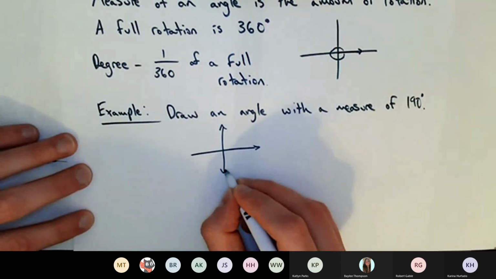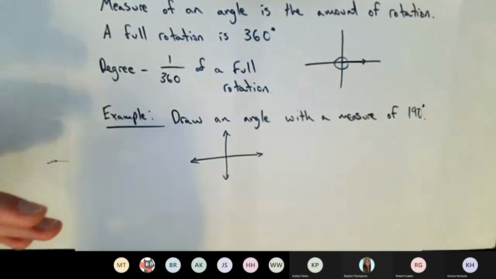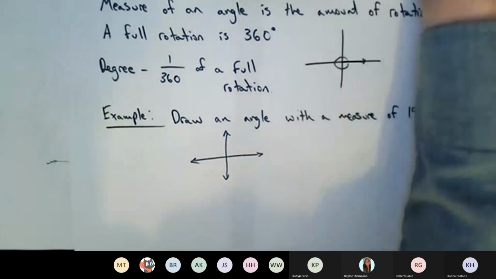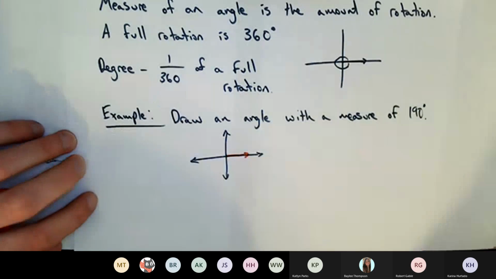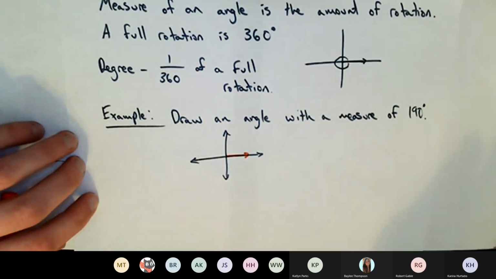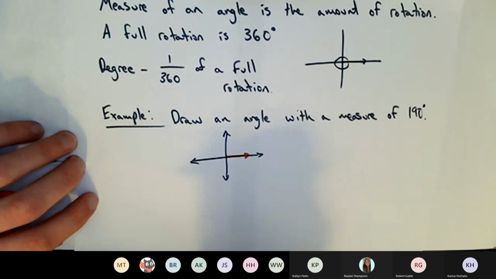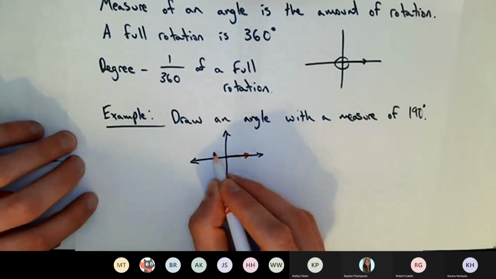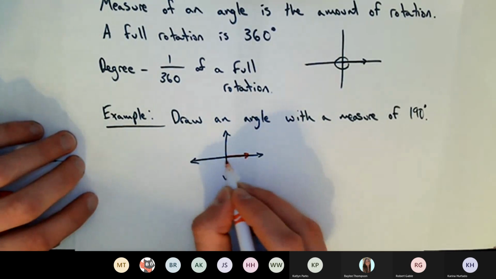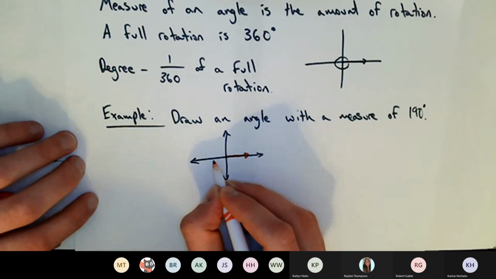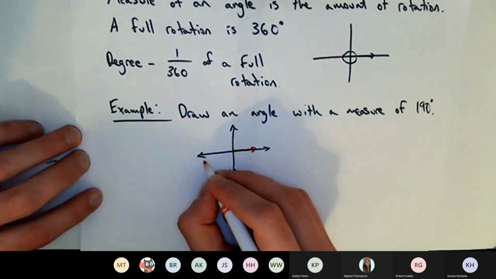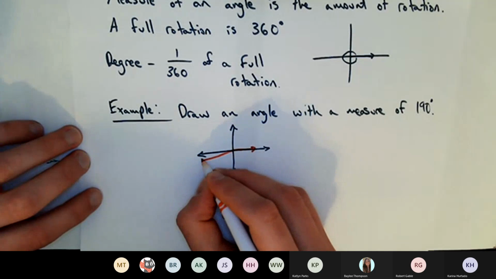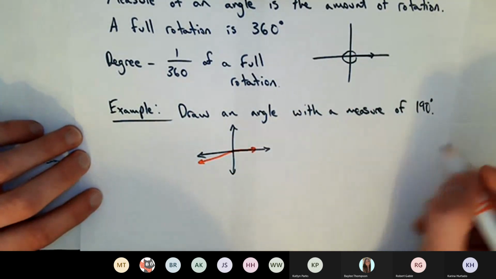So we're going to start with the coordinate plane because that will be the context for most of our problems. Initial side will be the positive x-axis. If I wanted to draw an angle with a measure of 190 degrees, well, if you know that all the way over here to the negative x-axis is 180 degrees, like a straight angle all the way across facing the opposite direction, then I need to go a little bit further to draw a 190 degree angle.